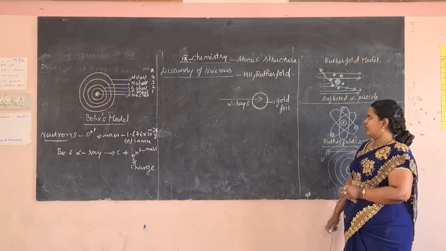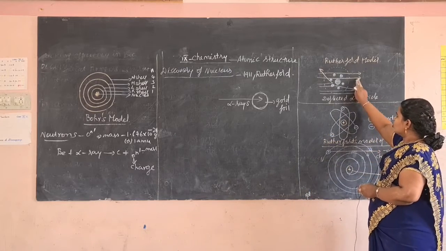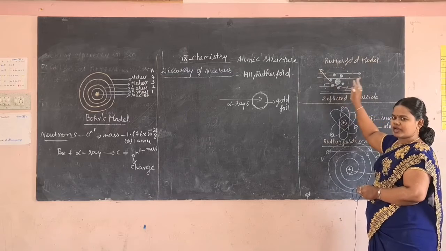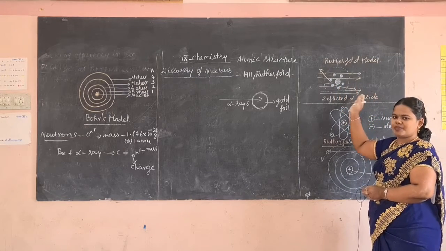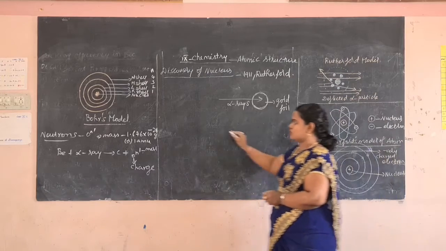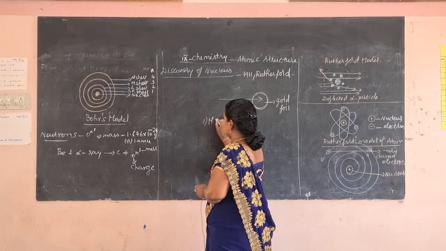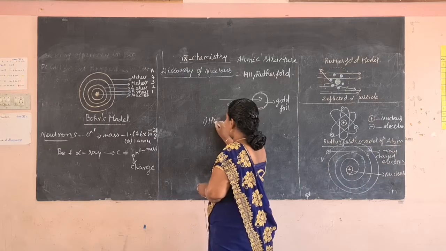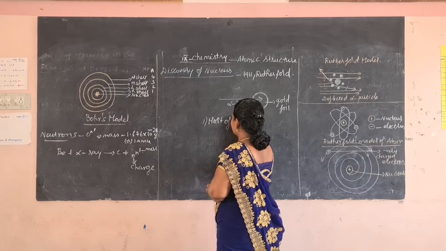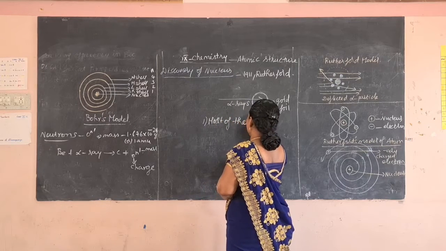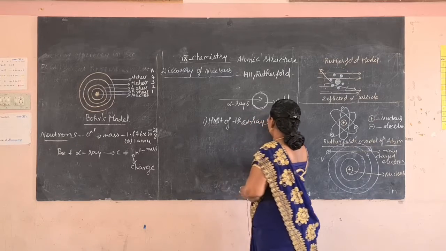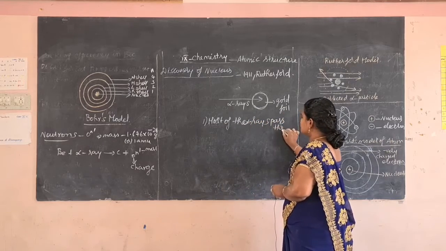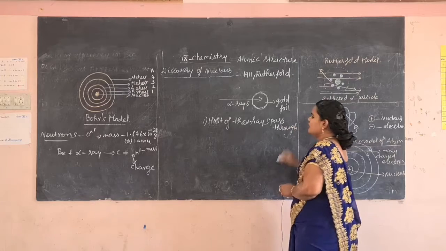What happened? He saw that most of the rays passed straight through in a definite path. So the first observation he found is that most of the alpha rays pass through the foil.